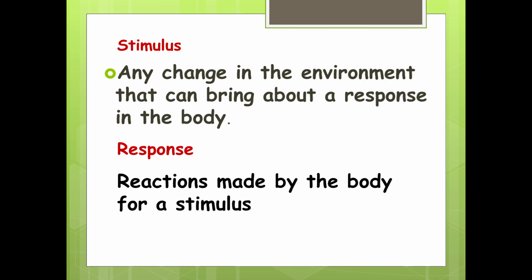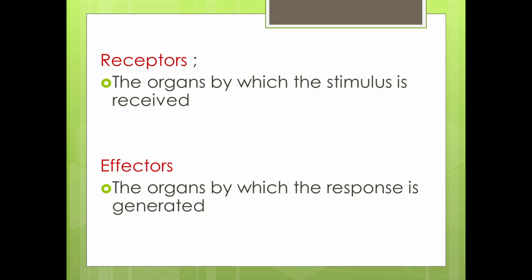Dear children, these are the terms in a nutshell. In short, stimulus: any change in the environment that can bring about a response in the body. Response: the reactions made by the body for a certain stimulus. Receptors: the organs by which the stimulus is received. The receptors are found within the sensory organs. Effectors are the organs by which the response is generated. The responses are made.